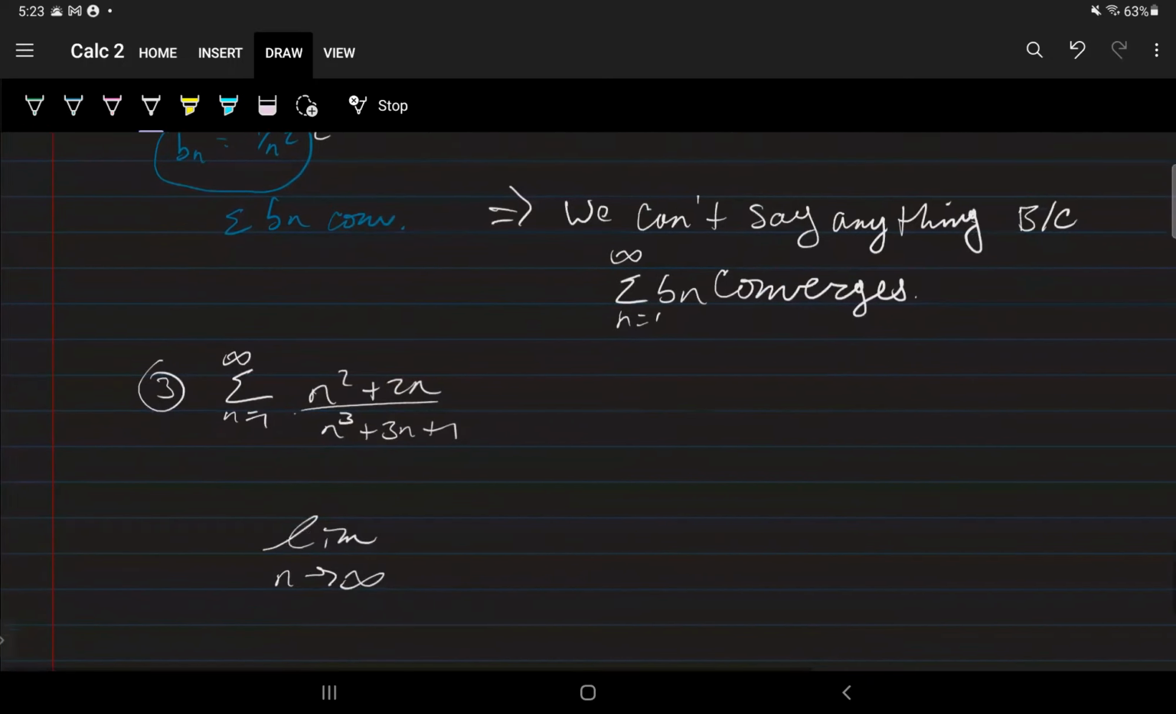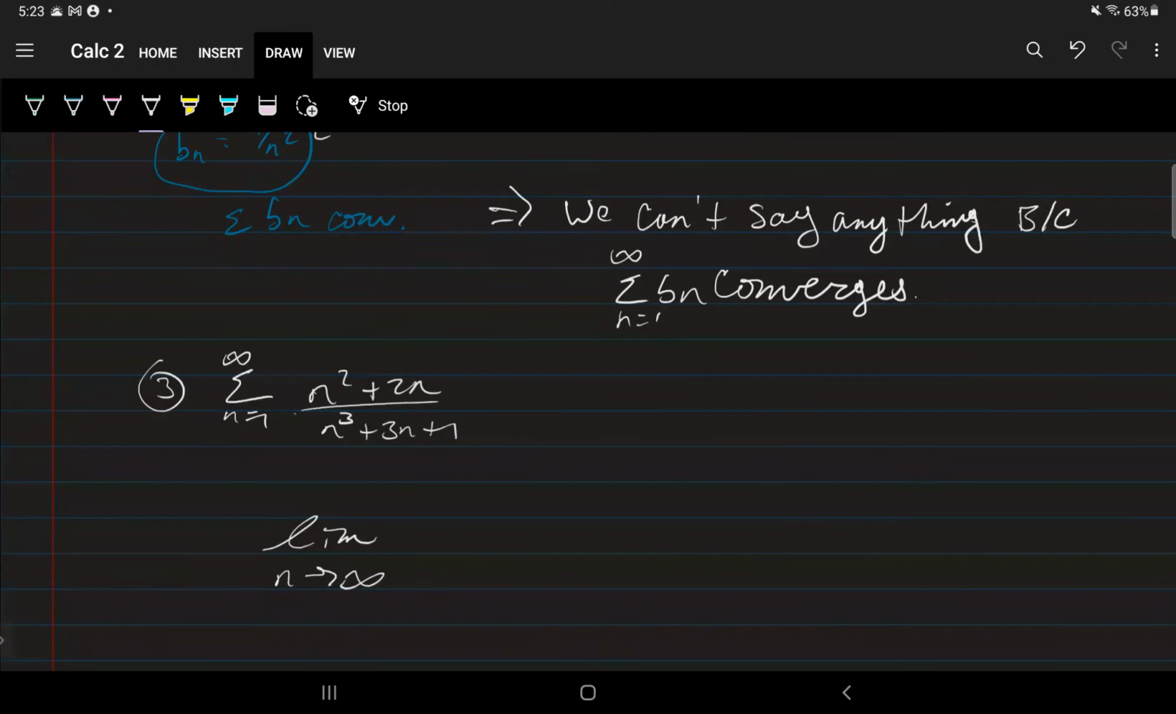Okay, so let me give an example where the limit comparison test is actually useful. Let's take something like the sum n equals 1 to infinity of n squared plus 2n divided by n cubed plus 3n plus 1. We can do a direct comparison. That would be fine, but there's some algebraic hoops that we would have to jump through.